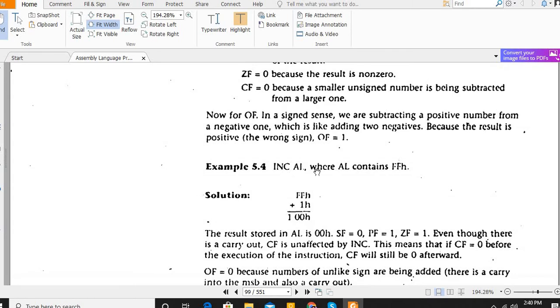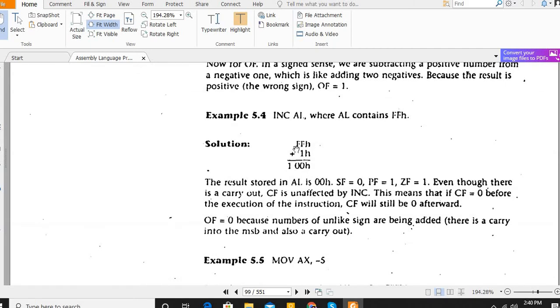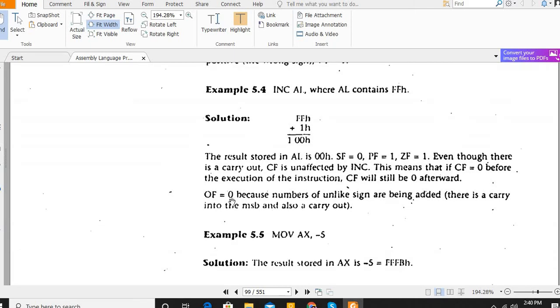And then the increment AL operation, and AL contains a value like FFH, so we know the increment operation. After incrementing, you see the flag register has changed, okay. You see the flag registers SF, PF, ZF and CF all change actually. OF equals 0 here, because numbers of unlike sign are being added here, okay.